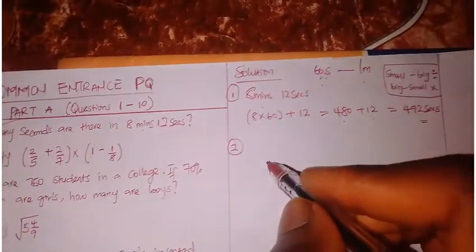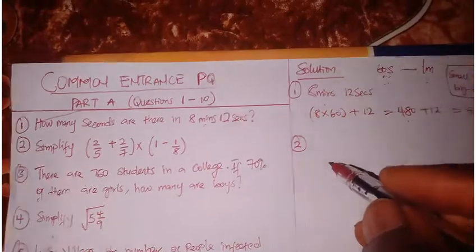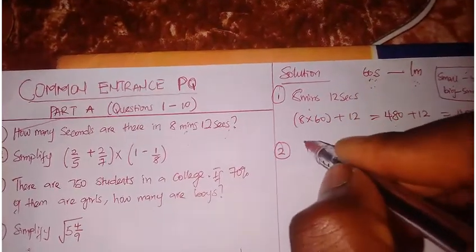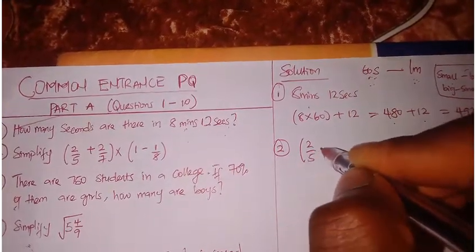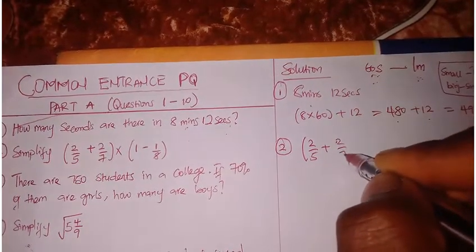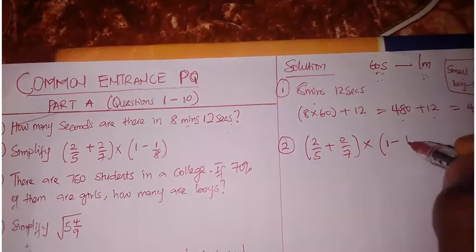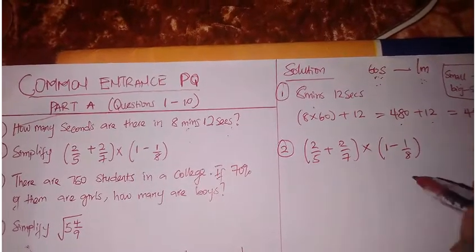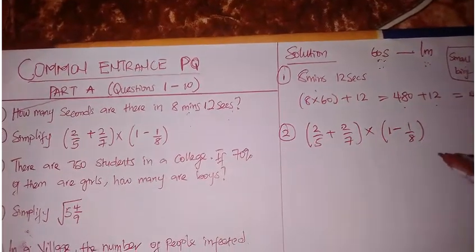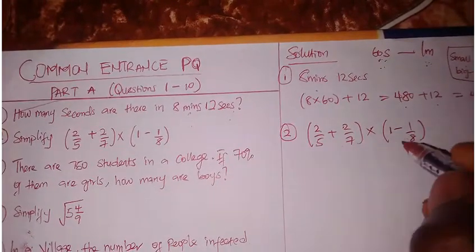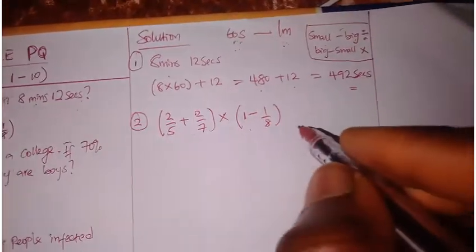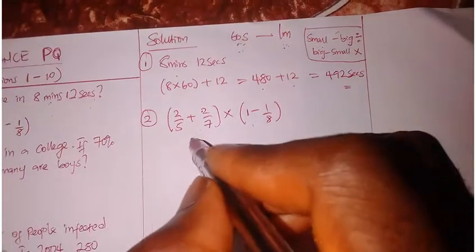Number 2 says simplify this. To simplify this, what do I have? I have 2 over 5 plus 2 over 7, times 1 minus 1 over 8. How do I do this? First, resolve the ones in the bracket, just like BODMAS. Let's see how we do that.